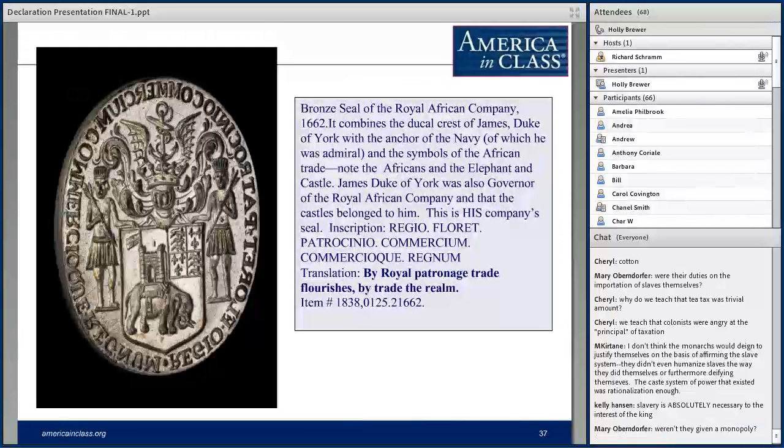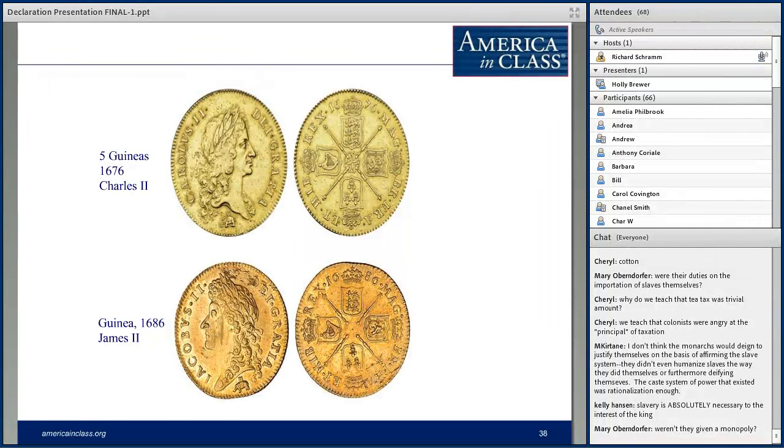And the next slide is actually the seal of the Royal African Company as it was put onto documents. I just want to read to you what the actual inscription reads: by royal patronage trade flourishes, by trade the realm. And Charles and James, sorry, the image got a little squished somehow in the translation.